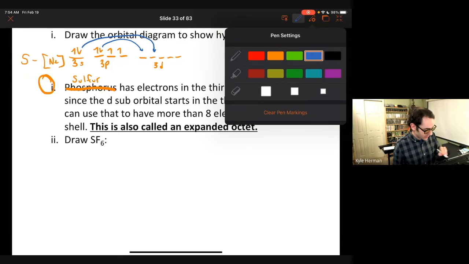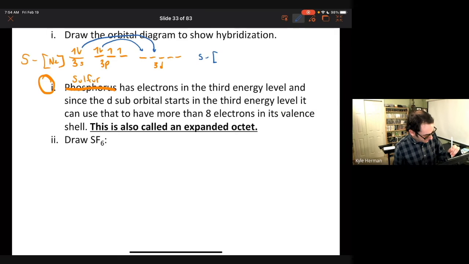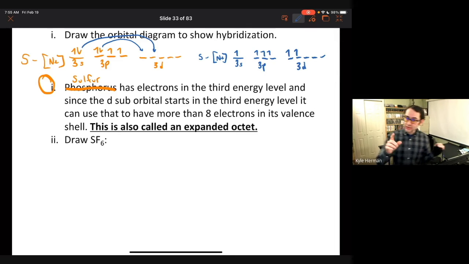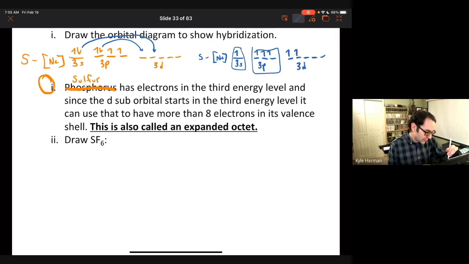So let's write this out. I'll keep the color. We have 3s, now it would just be an up. We have 3p, up, up, up. And then we have 1, 2, 3, 4, 5 3d, up, up, because we moved 2 over. Now, just like the other one where we combined the energy levels, the same thing's going to be true here. Because we're dealing with 1 s, 3 p's, and now 2 d's, we would call this an sp3d2 orbital, because it's hybridized.